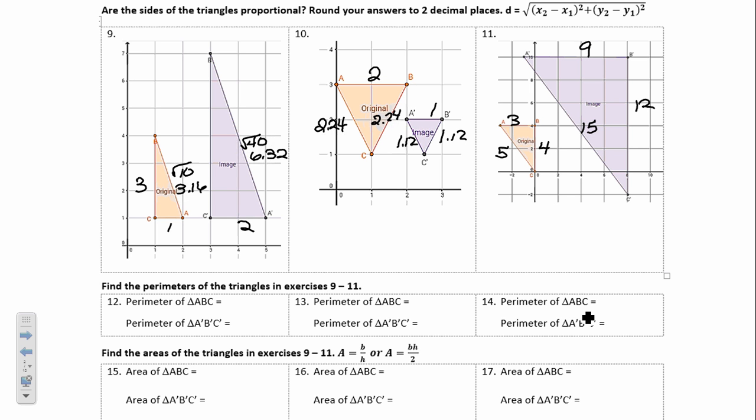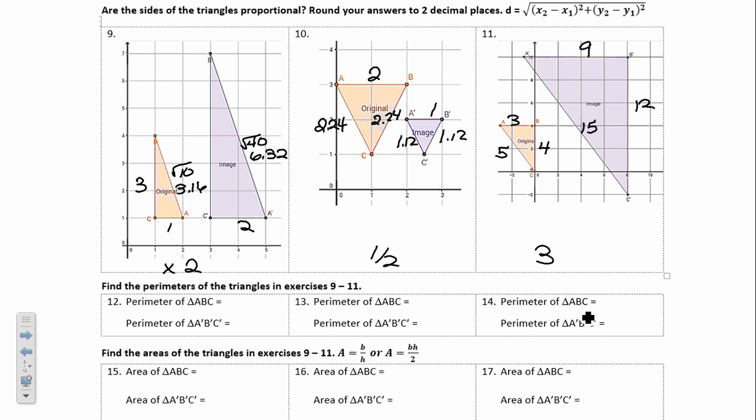So when we look at this first one, did we scale it up or down? Up by a scale factor of how much? 2. This is 2 times as big for all of the sides. The sides are in proportion. The second one, did we scale it up or down? By a scale factor of what? And this third one, scaled up or down? By a scale factor of 3. 3 times as big for all the sides.